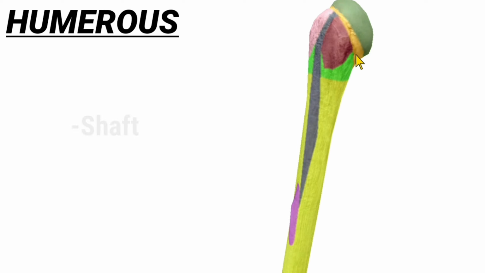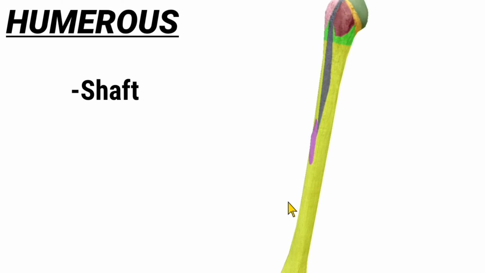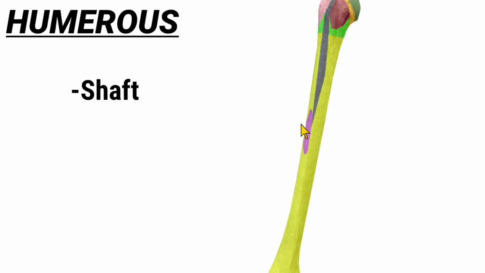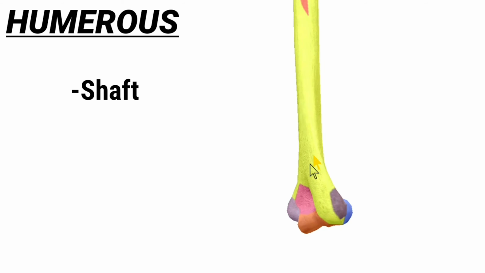And about the shaft. The shaft is rounded in the upper half and triangular in the lower half. The shaft has 3 surfaces and 3 borders. About the borders, it has the anterior border, medial border and lateral border. So lateral border, anterior border and medial border, 3 borders of humerus. And the surfaces are anteromedial, anterolateral and the remaining one, posterior surface.